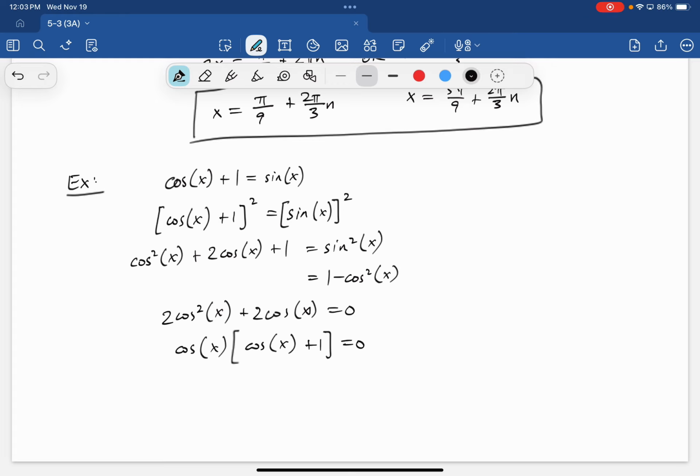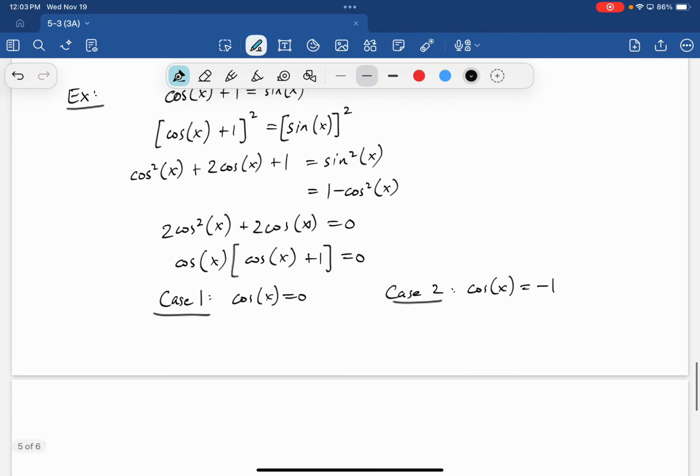And then we would split into 2 cases. Case 1 is cosine x equals 0. And case 2 is cosine x equals -1. Any questions?